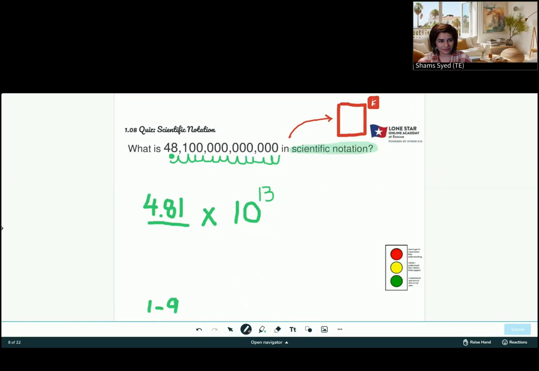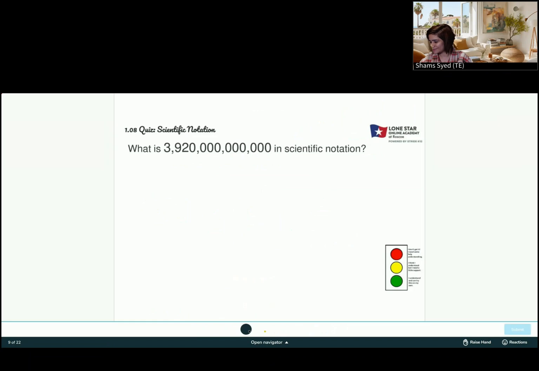Okay, let's move on. Let's write it in scientific notation. Remember, for scientific notation, we will have a number between 1 and 9 times 10. Positive exponent or negative? The exponent is positive. This is a big number. Positive. Very good.